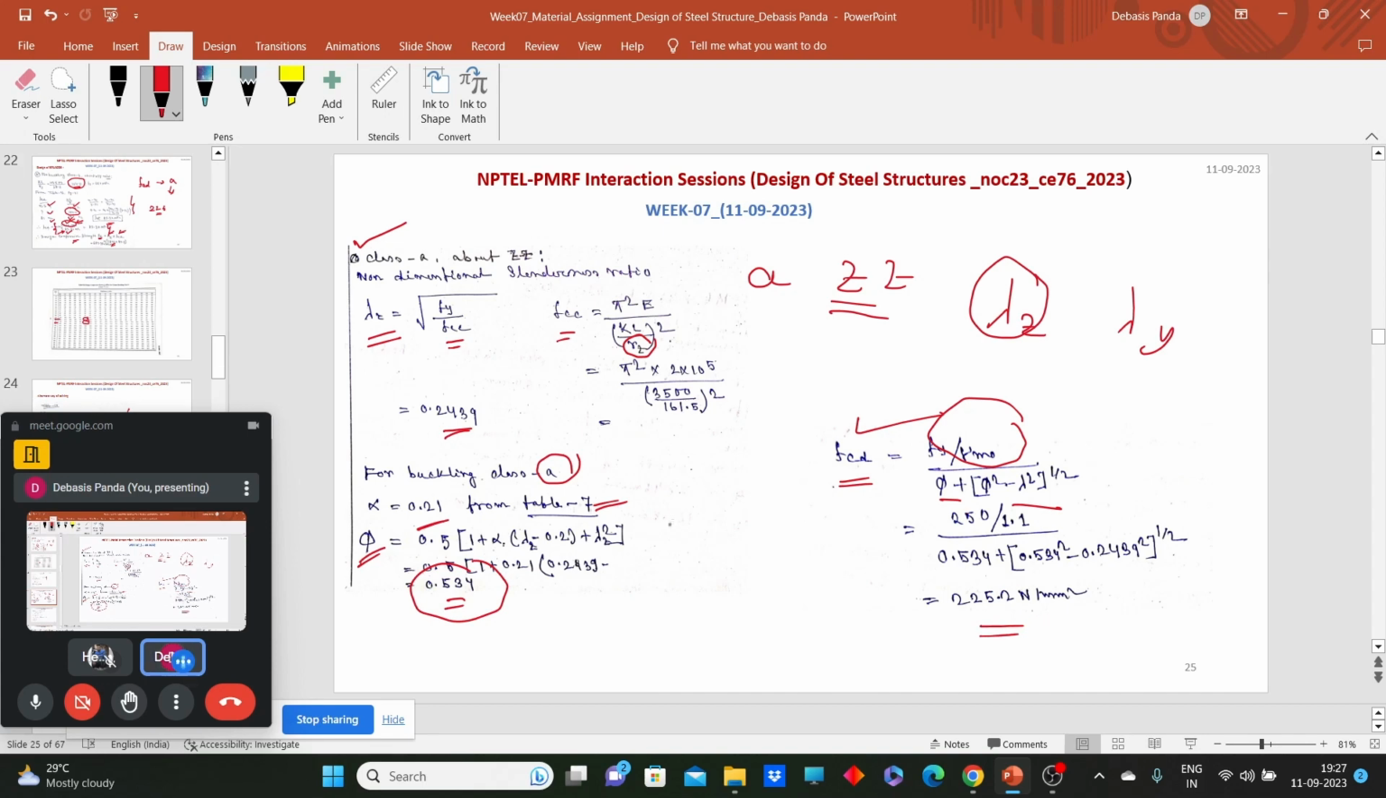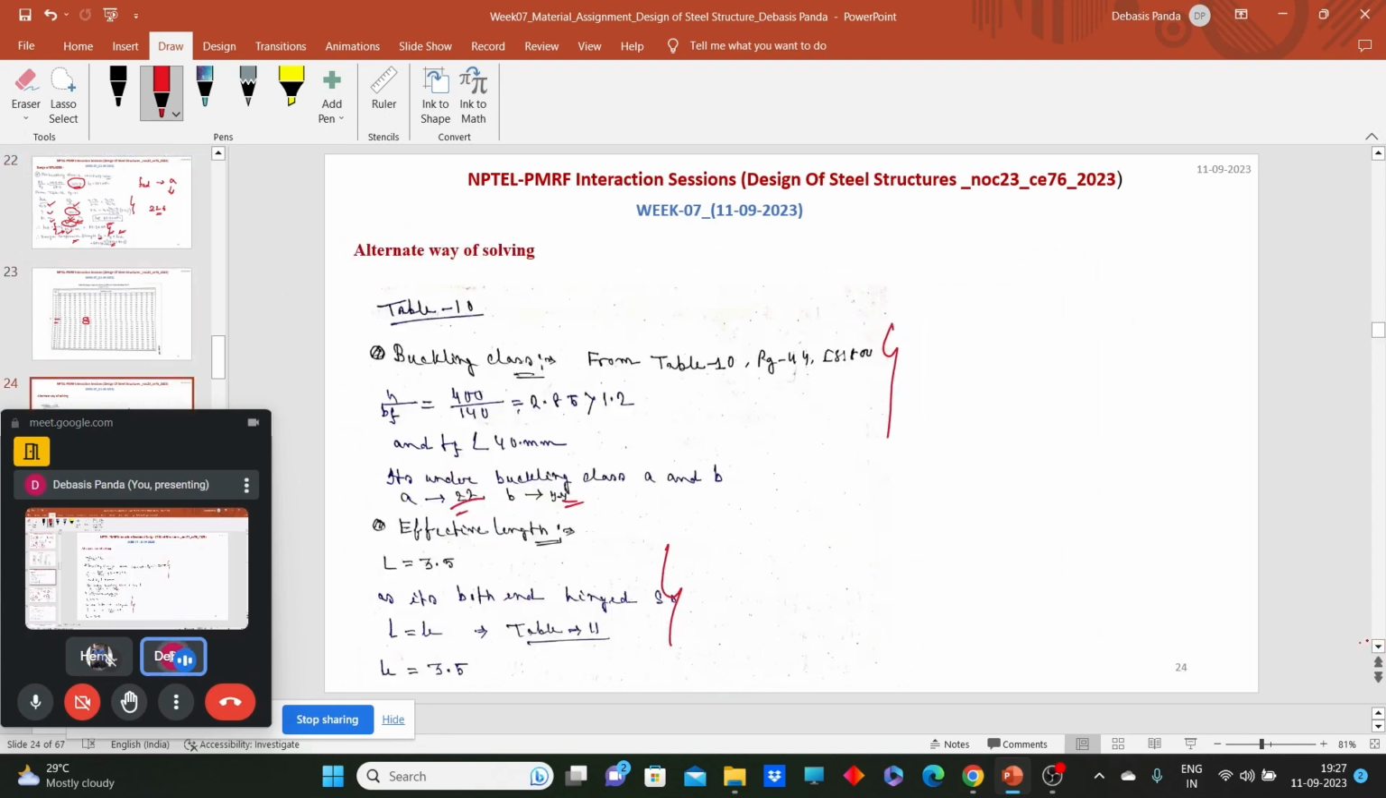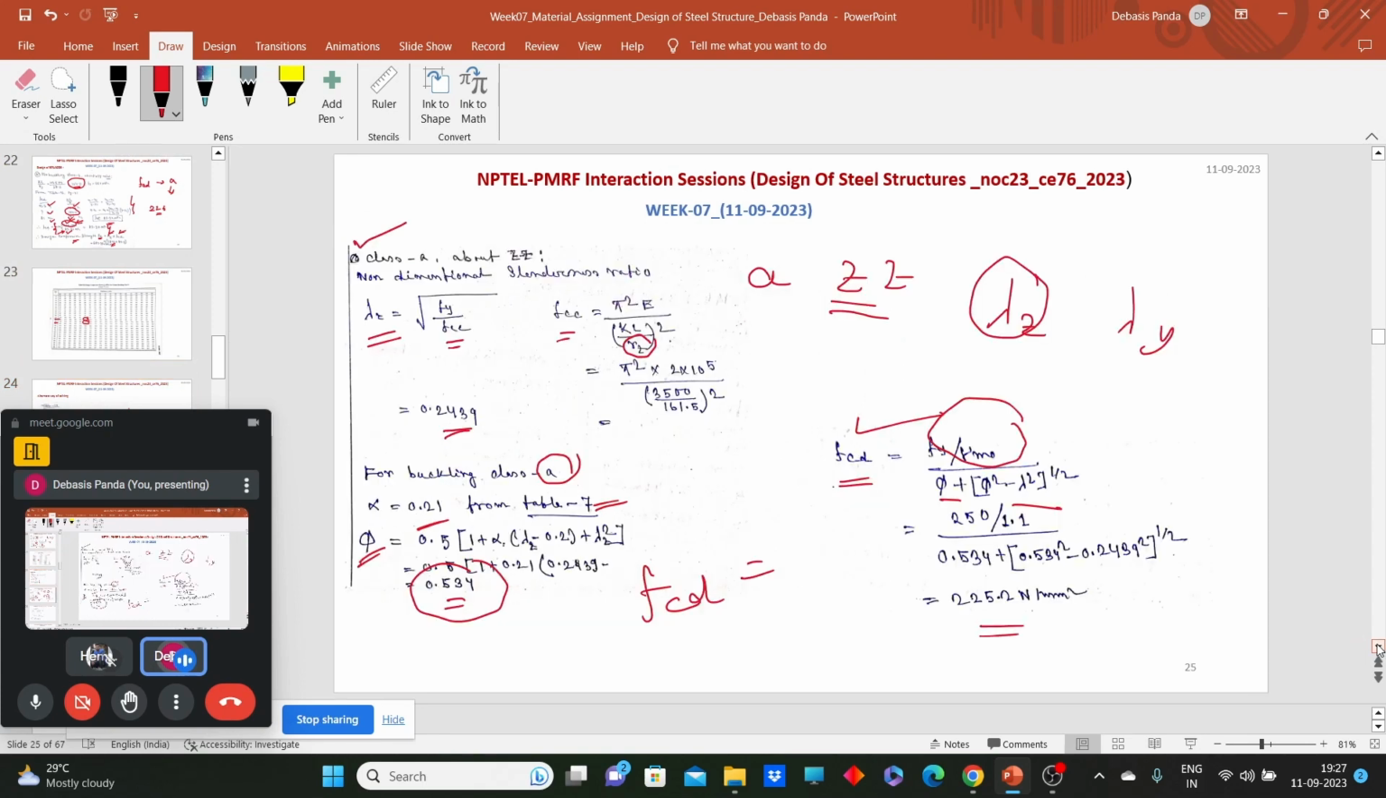And from the table, what FCD value did we get? That FCD value comes as 226. So the values come out almost the same. Here we have found 225 point something, and there 226. So it is almost a similar kind of thing.